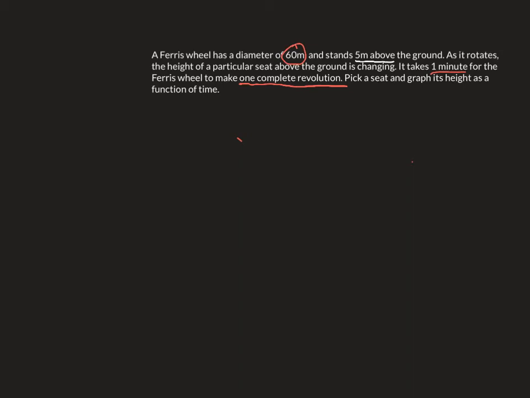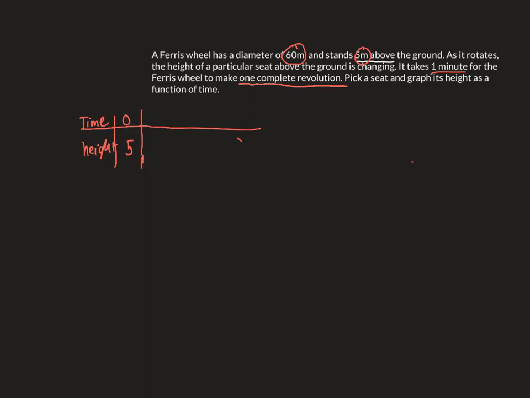So let's actually make an XY chart here. It's actually pretty easy to make an XY chart for this. So our XY, you're going to have time and height. So let's say in 0 minutes, how high above the ground am I? I'm 5 meters above the ground. Why? Because we start 5 meters above the ground.